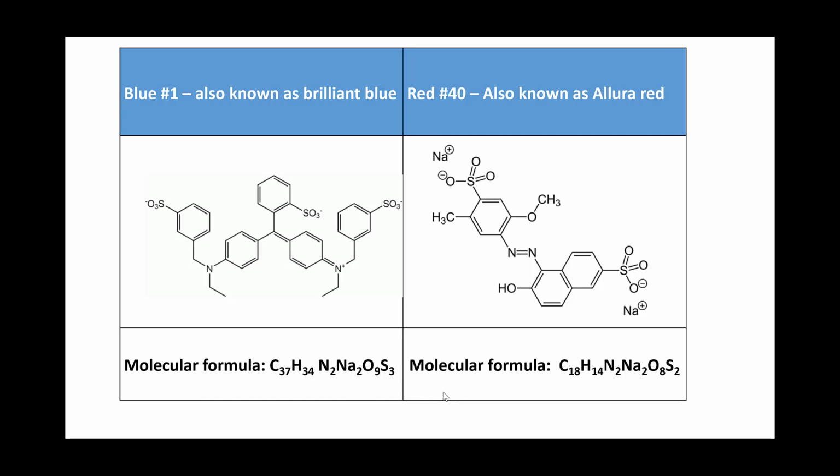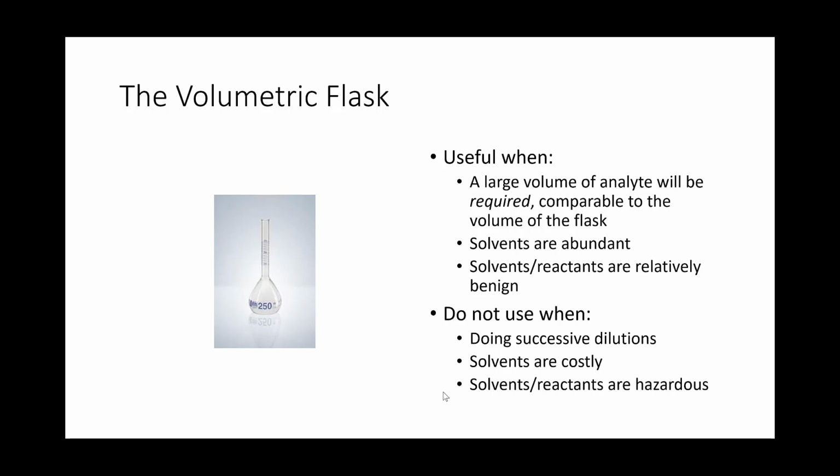What are the materials that we're working with? Well, blue number 1 is also known as brilliant blue, and you can see the molecular structure of this particular material on the left hand side, along with the molecular formula. Of course, from that molecular formula you can calculate the molecular weight and therefore the molar mass. We also have a material called red number 40. This is also known as Allura red, and that's shown in the panel to the right hand side, with again the molecular formula being available to you below. Now, how do we do these dilutions?